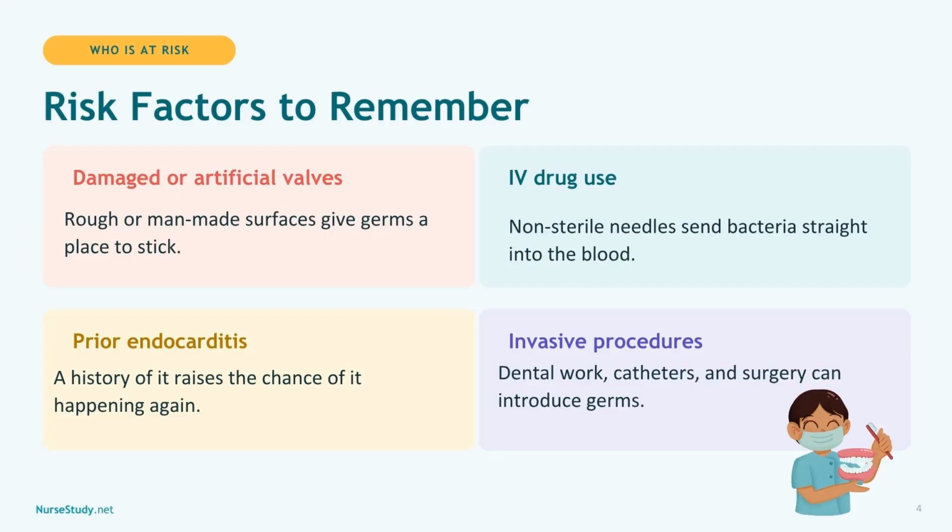Risk factors to remember. Let's talk about who is most at risk because the NCLEX loves to ask this. First, patients with damaged or artificial valves. A rough or man-made surface gives germs the perfect place to grab on and stick. Second, IV drug use. When needles aren't sterile, bacteria go straight into the bloodstream and straight to the heart. Third, anyone with a history of endocarditis before. Once you've had it, you're more likely to get it again. And fourth, invasive procedures. Things like dental work, catheters, and surgery can introduce germs into the blood. So if you see a patient with any of these, your antenna should go up.